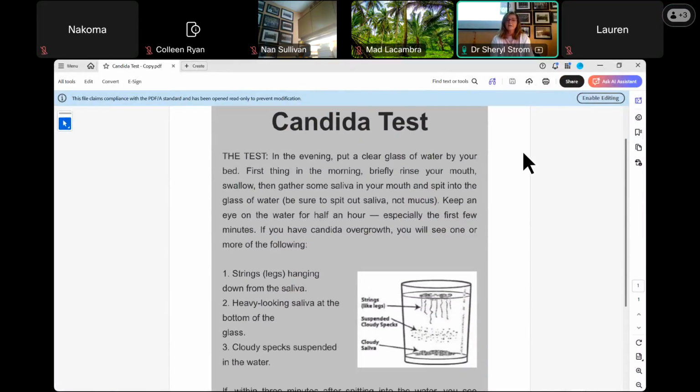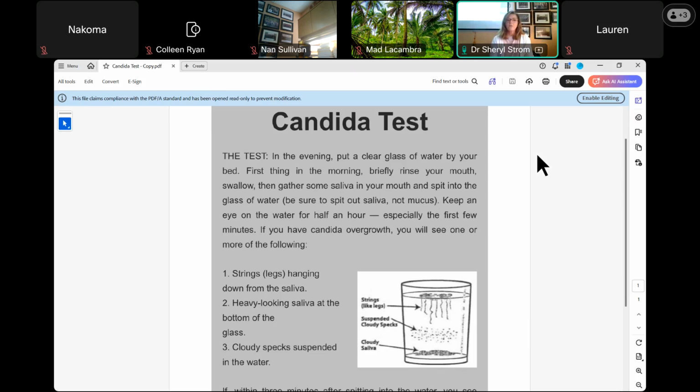In the evening, put a clear glass of water by your bed. First thing in the morning, briefly rinse your mouth, swallow, then gather some saliva in your mouth and spit into the glass of water. So the water has to be in the glass. Be sure to spit out saliva, not mucus. So if you have drainage and all of that, don't spit that into the glass, just saliva.